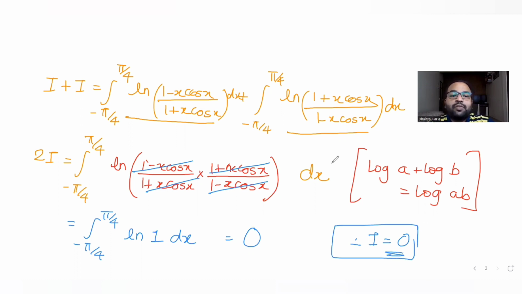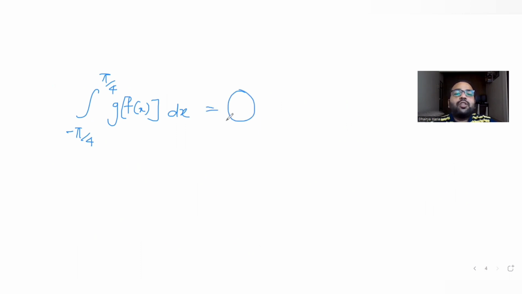So the answer to the question that was asked to us, the integral from minus pi by 4 to plus pi by 4 of g of f of x dx, is equal to 0. But if you see the options in this question, there is no option where 0 is mentioned. But the option C has been given as log of 1, and log of 1 to the base e is always 0. So we can write this 0 as log of 1. That's why the correct option in this question is C.